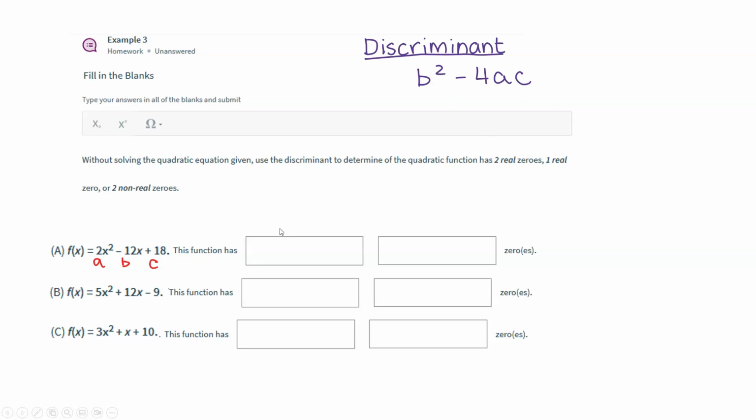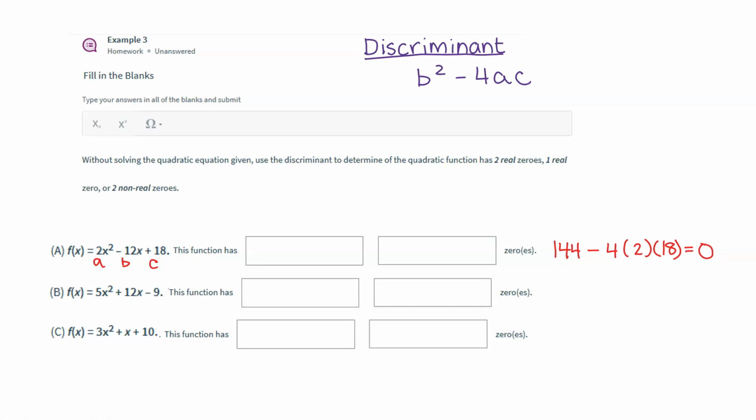Now, sometimes they put it separately, and this one's not asking you to find the actual solutions, but this is something you're doing as part of the quadratic formula anyway. So you can determine along the way what kind of solutions you're going to get. If we're just looking at the discriminant here and doing b squared minus 4ac, you're going to get 144 minus 4 times 2 times 18, and that's going to equal 0.